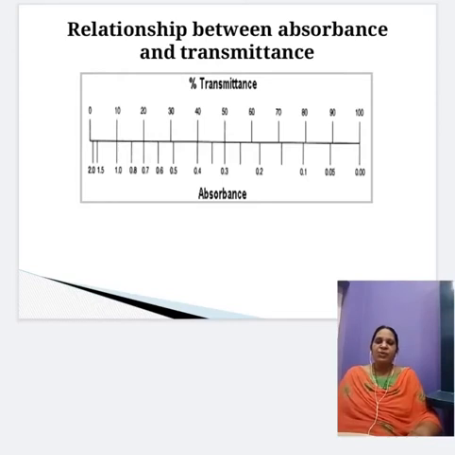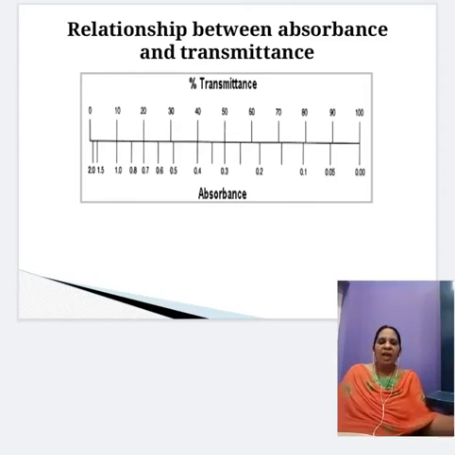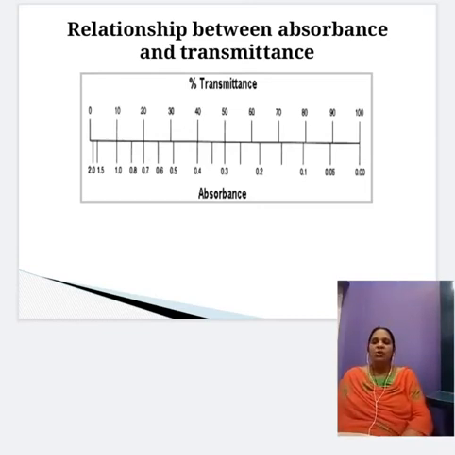So have you understood the relationship between absorbance and transmittance? There is a relationship which exists between absorbance and transmittance that is given by the formula A is equal to logarithm to the base 10 of 1 by percentage T. When you substitute different percentages of T ranging from 0 to 100, you will get the corresponding values of absorbance. When you plot the values of absorbance, you will get the graph as shown in the figure there.